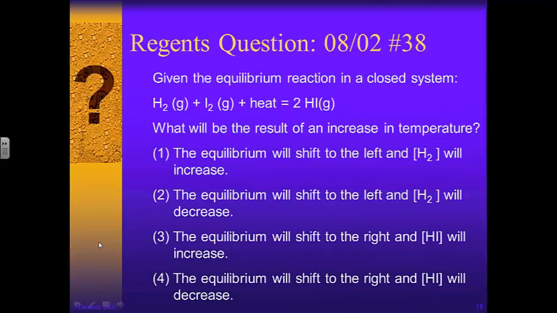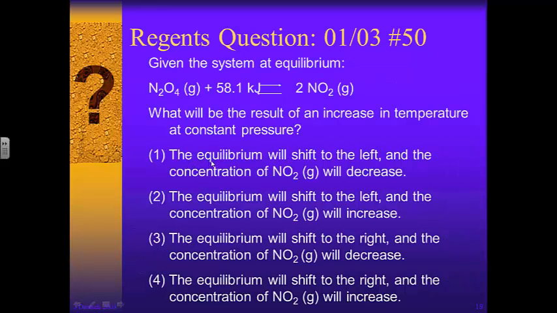which would be, again, to the left. Given the equilibrium reaction in a closed system, what will be the result of an increase in temperature? Notice temperature is on the left, so if I increase it, it will shift to the right, it will drive the forward reaction, and HI will increase. Choice 3. Given this system at equilibrium, what will be the result of an increase in temperature? Temperature is on the left, it's endothermic, so if I increase temperature, it's going to shift right, favoring the forward reaction, which means that NO2 will increase.